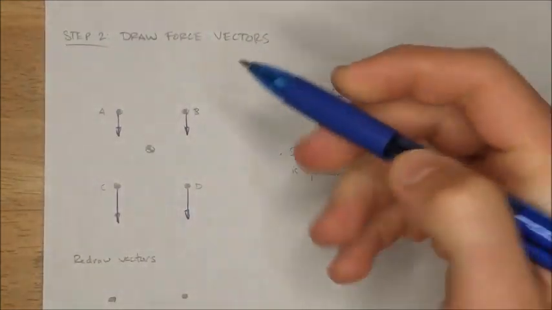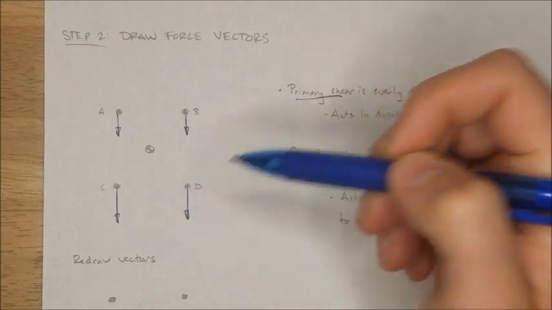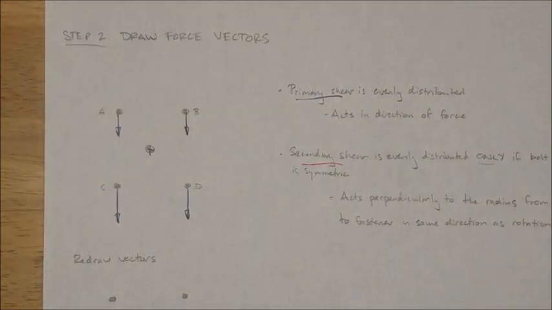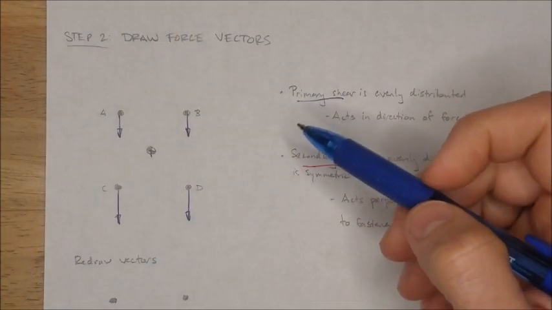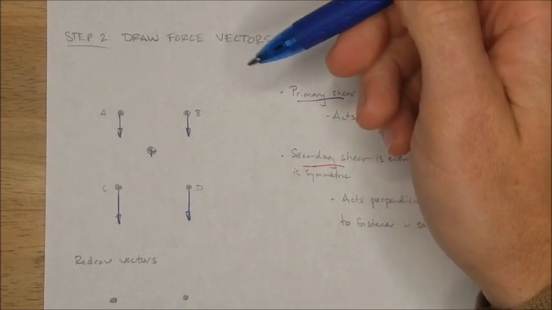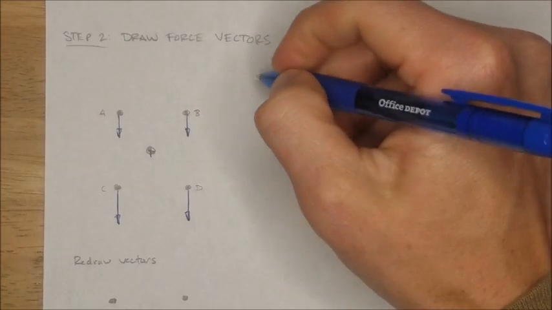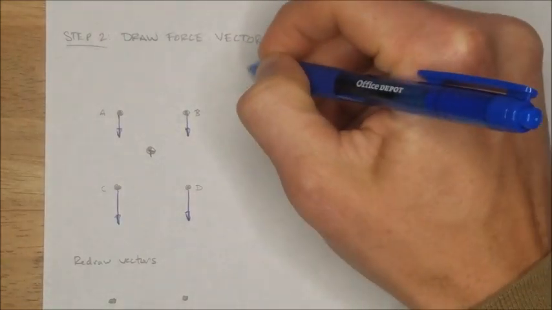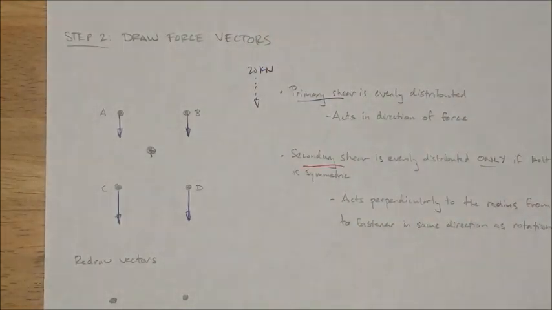And notice for convenience, I've just labeled each of the 4 bolts A, B, C, and D, and I've drawn our centroid here. Now, primary shear acts in the same direction as the applied load. So, if you can imagine our 20 kilonewton load out here, each of these loads is going to act in the exact same direction.